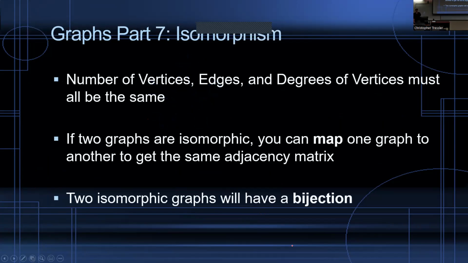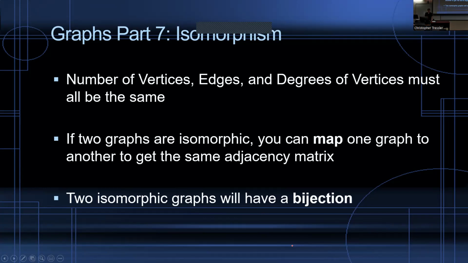Okay, so now we're going to go over isomorphism, which is probably the most complicated part of graphs. But once you start understanding it, it's kind of like a jigsaw puzzle with graphs. Okay, so first of all, what is isomorphism? It's basically saying that two graphs can be mapped so that one is logically equivalent to the other.